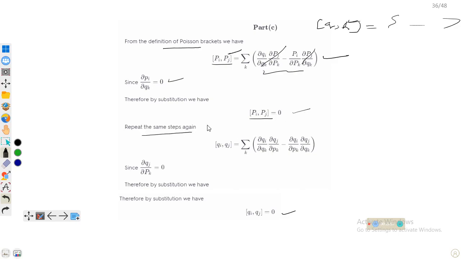Repeat the same step for Qi and Qj. In the given statement, we will replace this h with Q. So the bracket of Qi and Qj will be equal to partial Qi over partial Qk, partial Qj over partial Pk, minus partial Qi over partial Pk, partial Qj over partial Qk. You can just see the statement of the question.